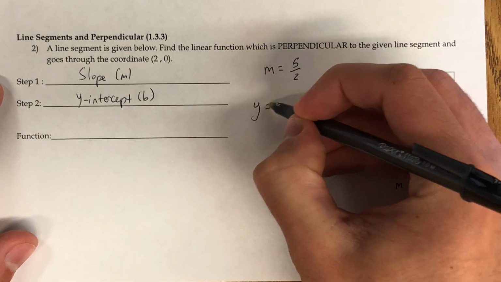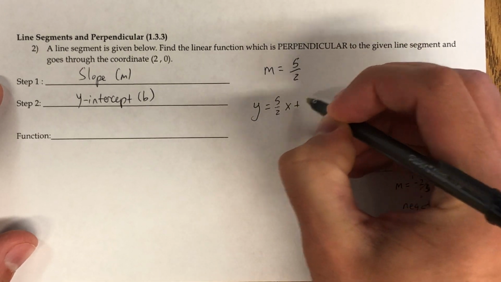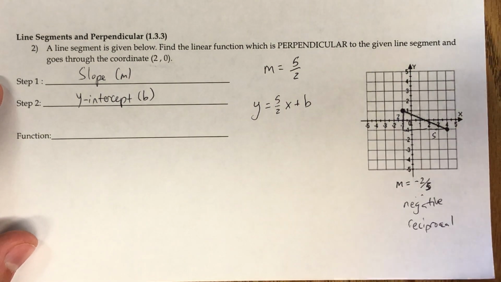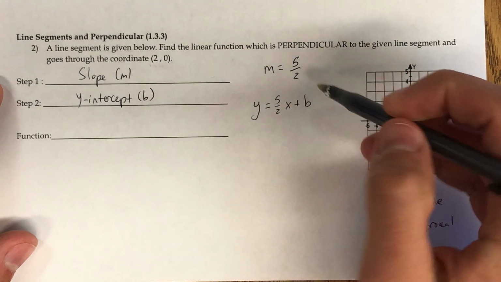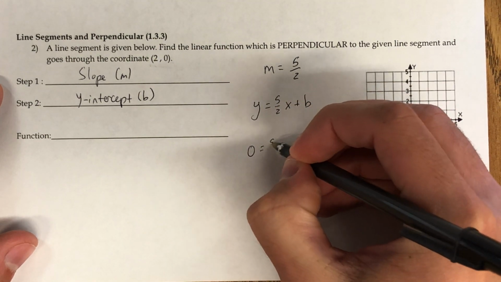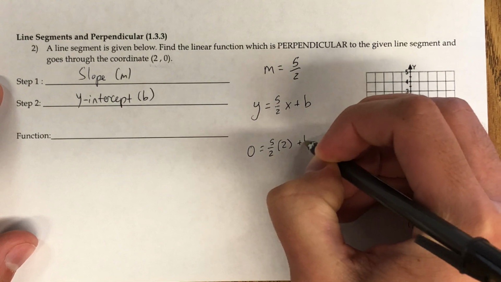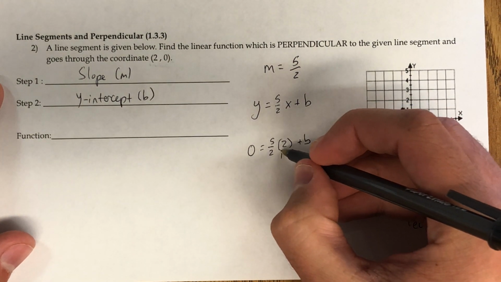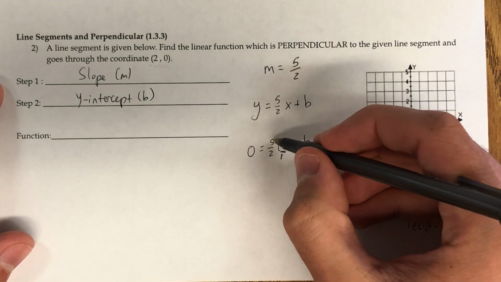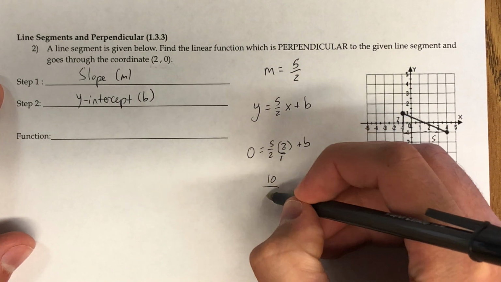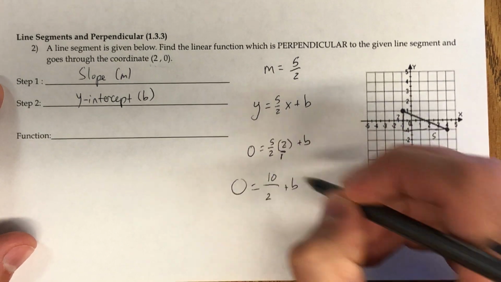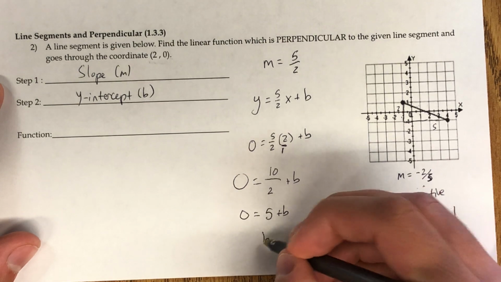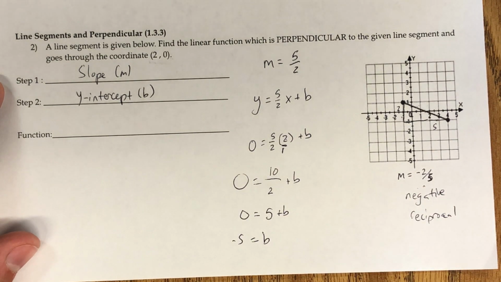So when we're thinking slope-intercept form, we've got y equals 5 over 2x plus b. Again, we're given a coordinate, a point, so we plug in that point for x and y. So 2 for x and 0 for y. Remember multiplying fractions? So this is the same as 2 over 1. You just multiply straight across. 5 times 2 is 10. 2 times 1 is 2. 10 divided by 2, well, that's 5. Subtract 5 from both sides, and we get b equals negative 5.